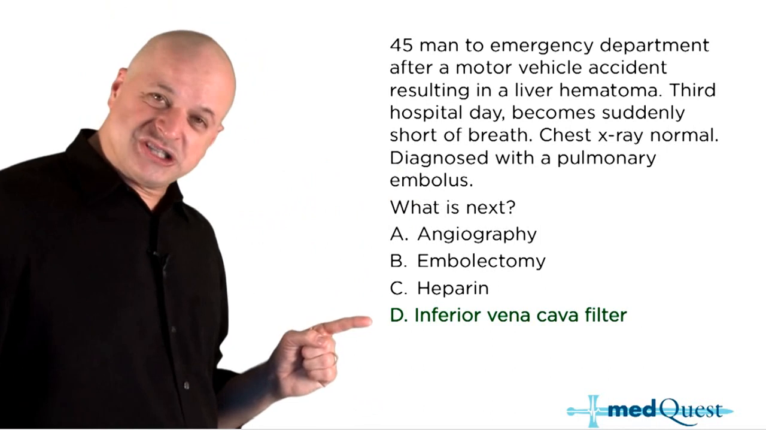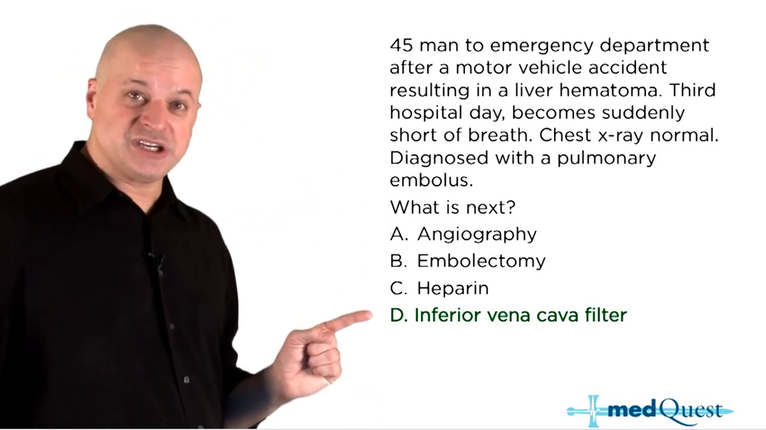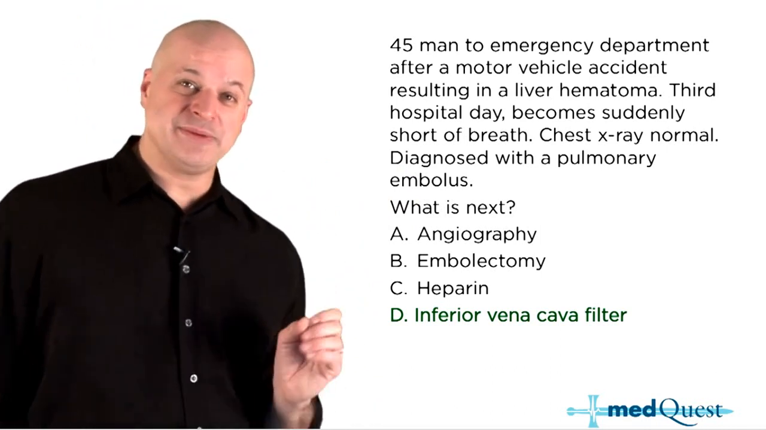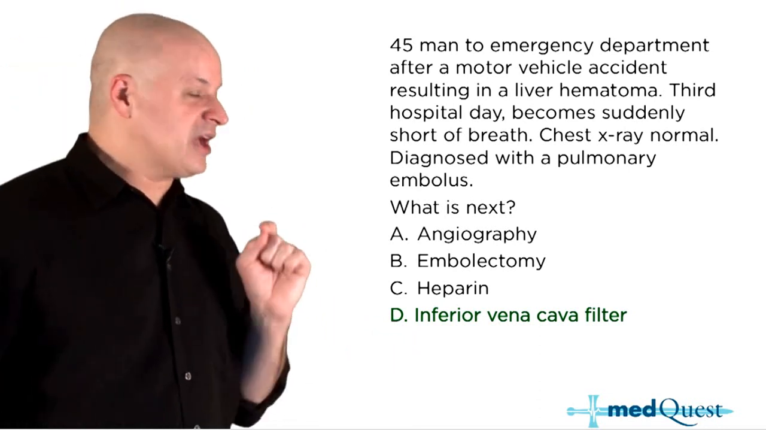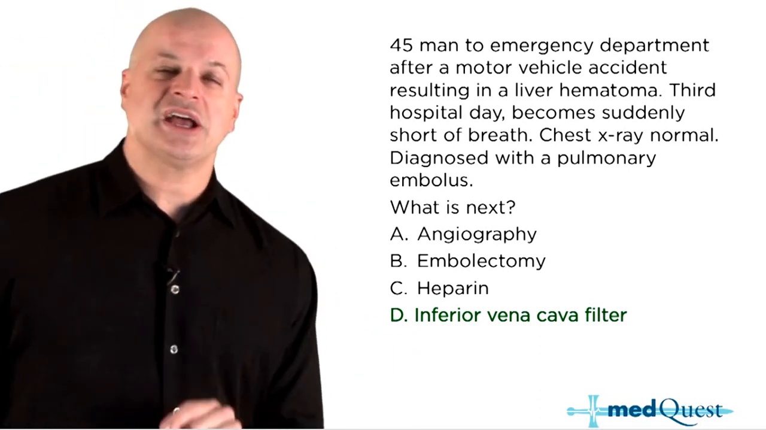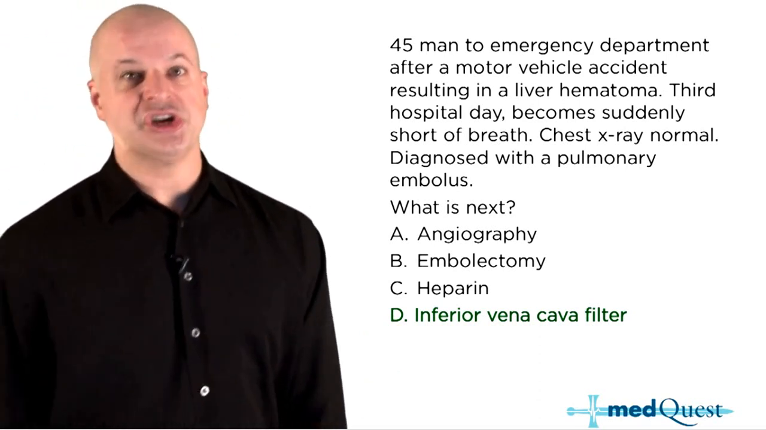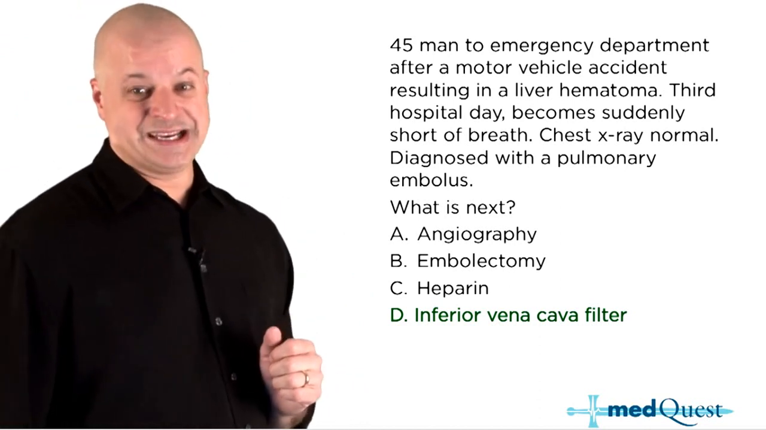This question is saying, what do you do when you've got to anticoagulate but you have a contraindication to anticoagulation? What are you going to do when you've got a hematoma, bleeding, melena, intracranial bleeding, and you want to heparinize, but you have a contraindication to heparin? You want to heparinize for the clot, but you have a contraindication. Filter.